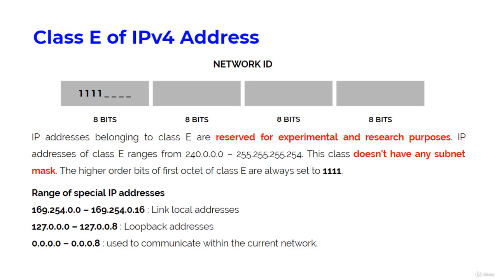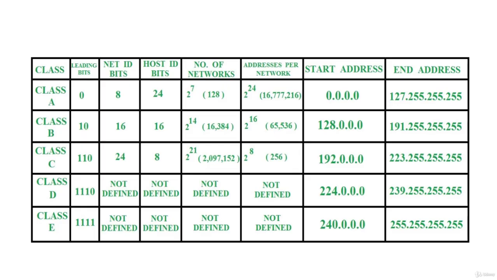So I hope you are clear with all the classes. If you are not clear, you can always rewatch the videos again. So here is a quick recap. It's a quick table for classful IP addressing. As you can see, for class A, the address range is 0.0.0.0 to 127.255.255.255. In the same way, you have to remember this table: class B starts from 128.0.0.0, class C starts from 192.0.0.0, and class D starts from 224.0.0.0.